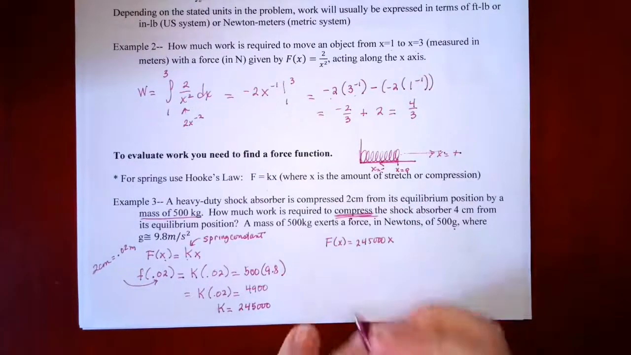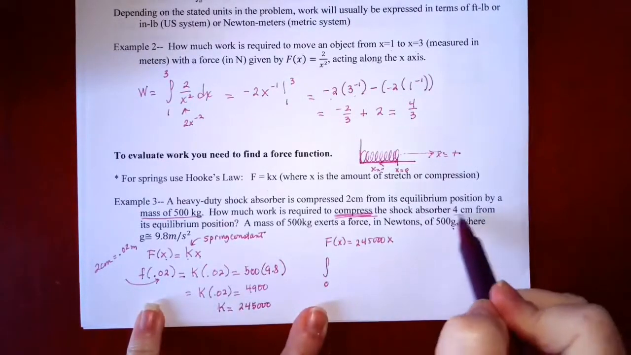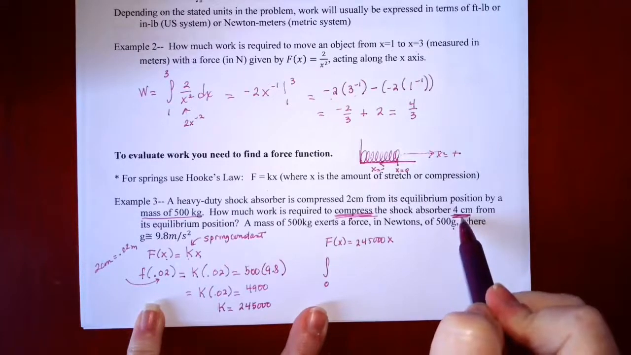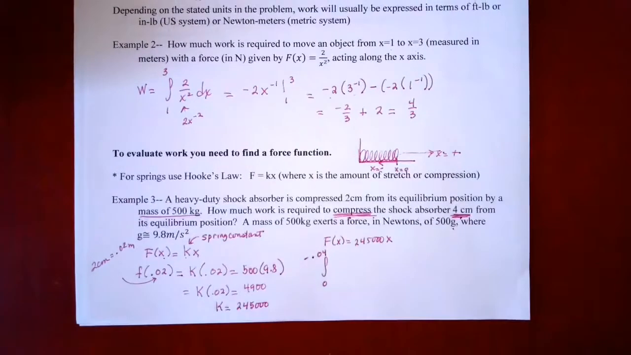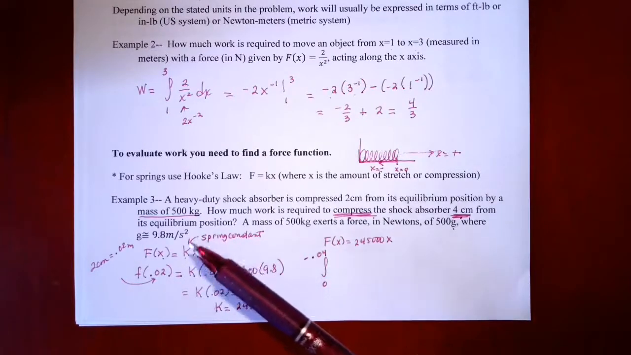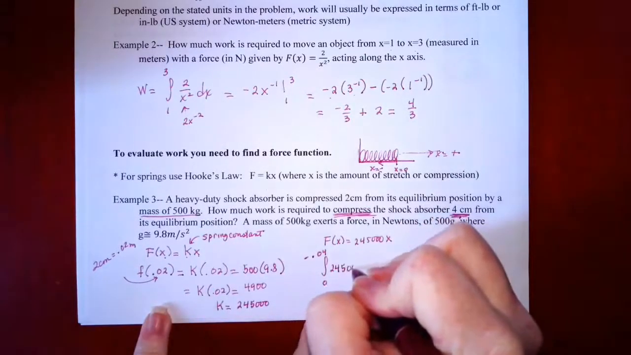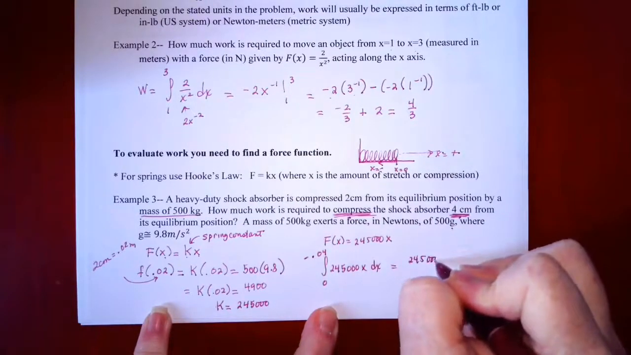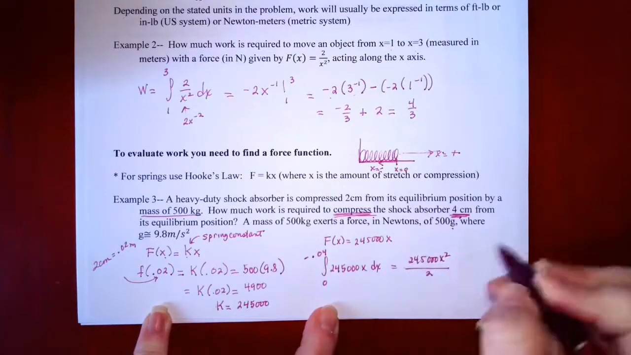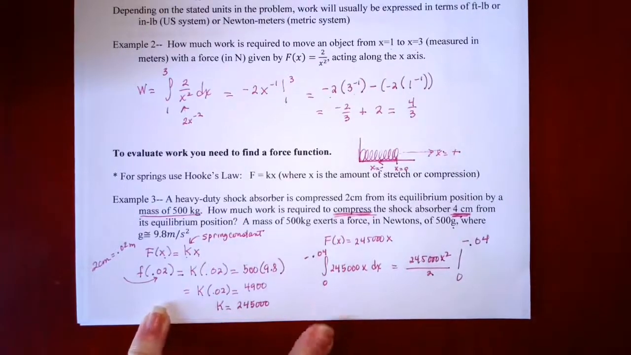So when I'm compressing, I think of that as the integral from 0 to, in this case, we're compressing 4 centimeters, but we want to be consistent in our units, so I'm going to rewrite that as negative 0.04 meters. I went to the negative side because I'm compressing. Let me show you what's going to happen. We're going to integrate the force function dx, so we'll get 245,000 x squared over 2 from 0 to negative 0.04. And then plug and chug, and let's see.